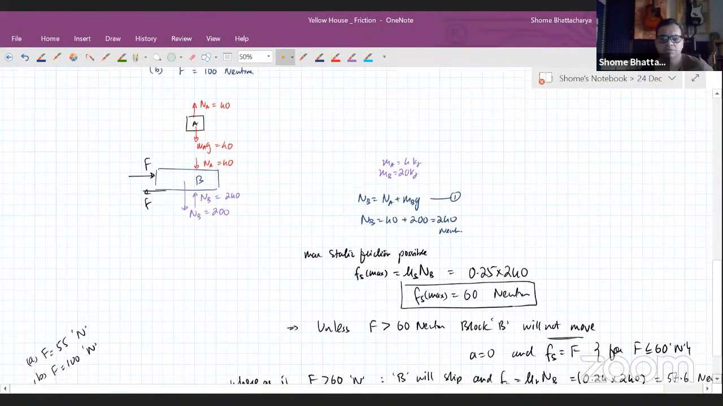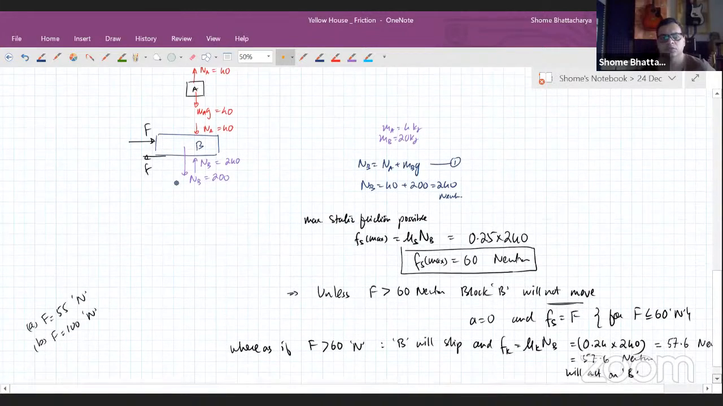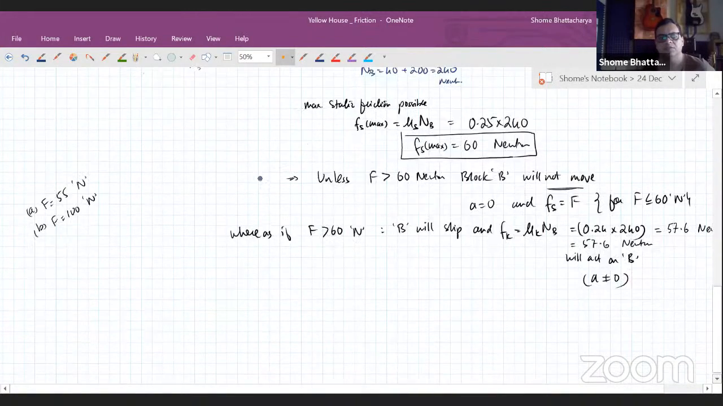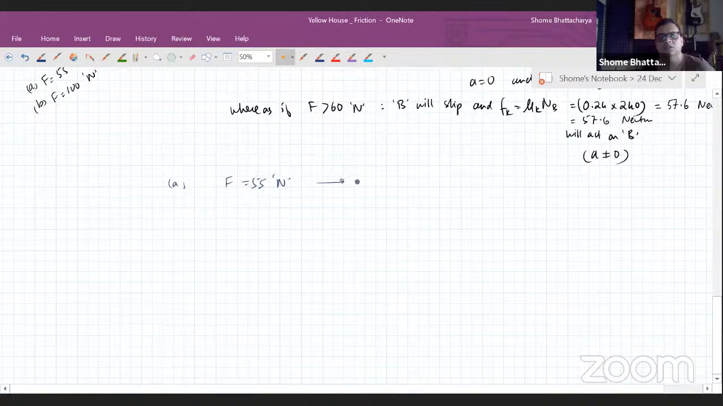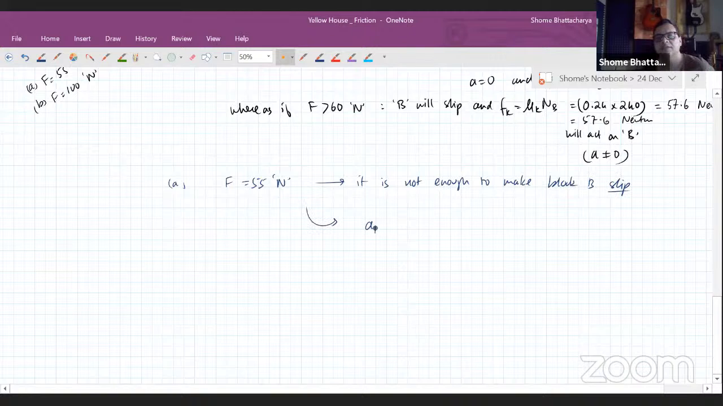So you can see here that in the first part, if the force we are applying is 55 newtons, it is not enough to make the block slip. So the acceleration of B will be zero. Obviously, acceleration of A is always zero. And the static friction is equal to F, equal to 55 newtons. So this becomes the answer for the A part.